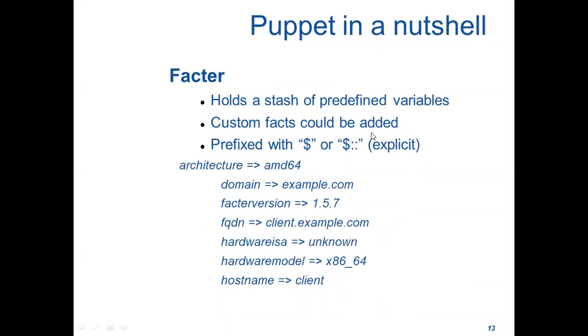So unlike Ohai in Chef, you also have Facter here. So what is this Facter? Facter is for understanding the client environment. What is the architecture? What is the domain of the client, the version, the FQDN? What is the hardware version, model, host name? Anything you can fetch, and write the code based on the Facter details. Sometimes you need to go for condition-based code. In those cases, this will be very useful.